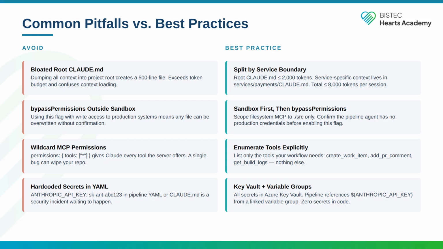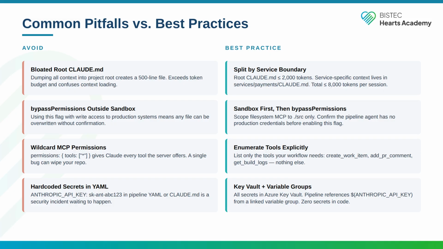The third pitfall is wildcard MCP permissions. Setting tools to a wildcard in your settings JSON grants Claude every tool every MCP server supports, including ones you may not have intended to expose. The best practice is explicit enumeration. List only the 3 or 4 tools your workflow actually uses and nothing else.